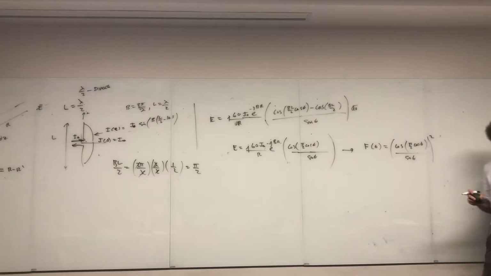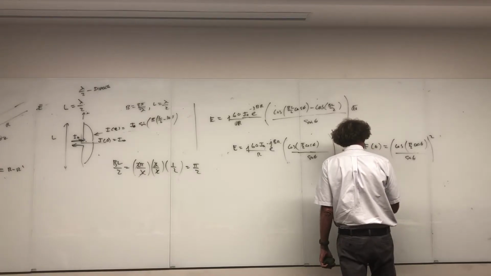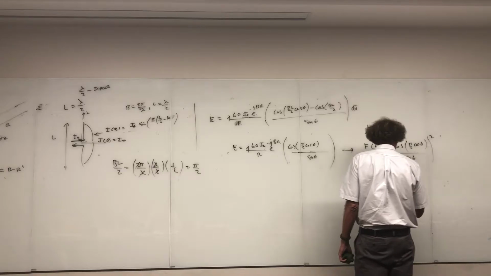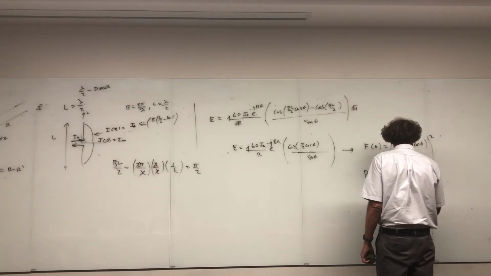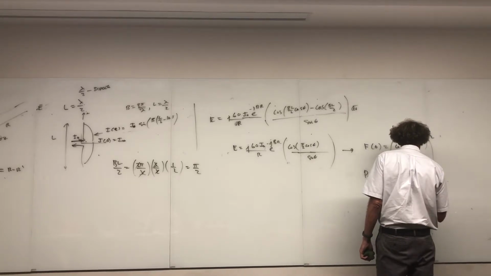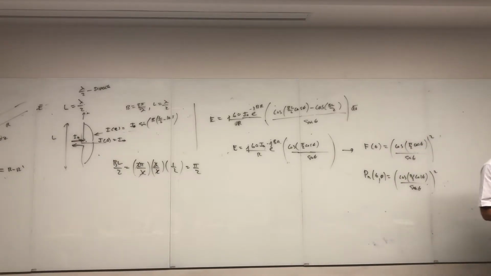Here's the nice thing about this one. The maximum value for that is 1, which is real nice. That means your normalized power density for this one is just that. So P normalized for the half-wave dipole is just equal to cosine of pi over 2 cosine of theta over the sine of theta, squaring it, which is nice. Now I have the normalized power density.